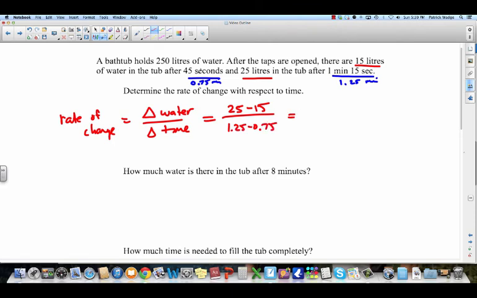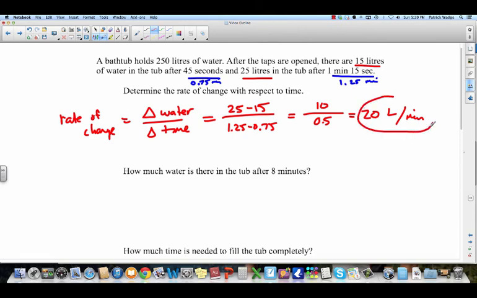Or if that's too confusing, just think of it: 45 seconds to a minute 15. How many seconds is that total? 30. And how much of a minute is 30 seconds? Half. We should get half on the bottom. And you do. 1.25 take away 0.75 is definitely 0.5. On the top, 25 minus 15 is 10. When you divide 10 divided by 0.5, you don't get 5 or 2 or something like that. You get 20. So the rate of change is 20 liters per minute.